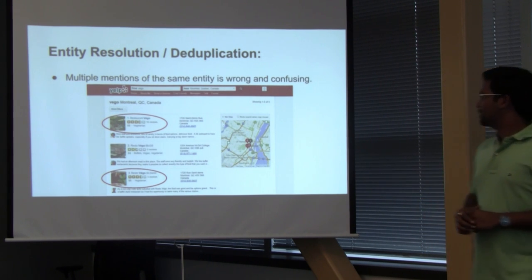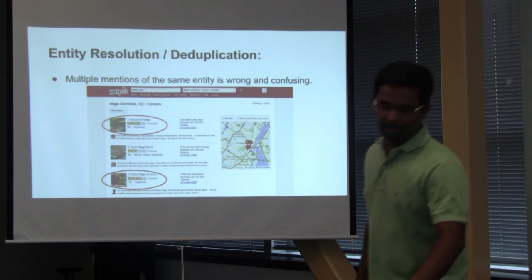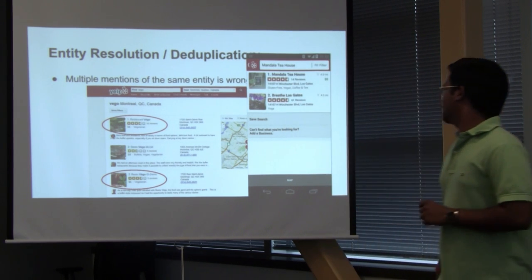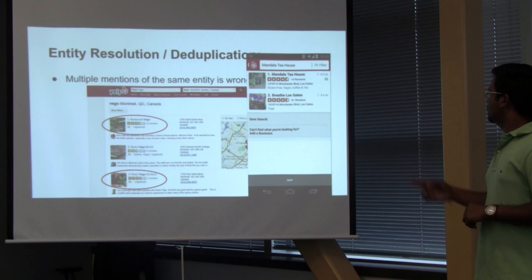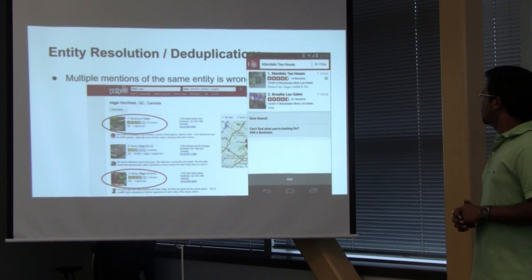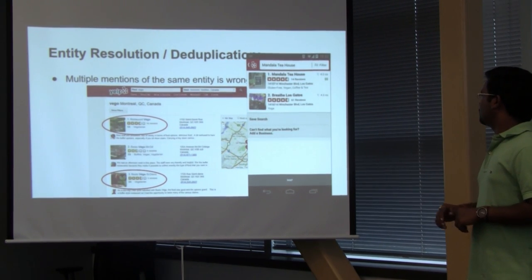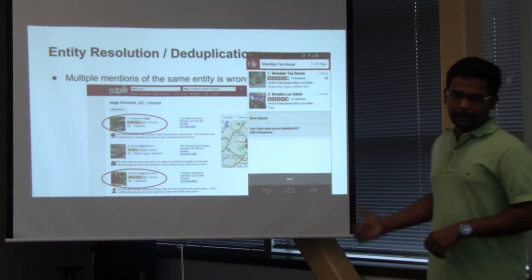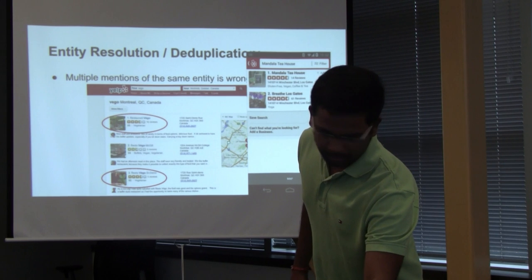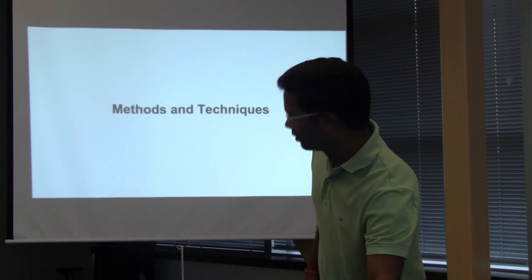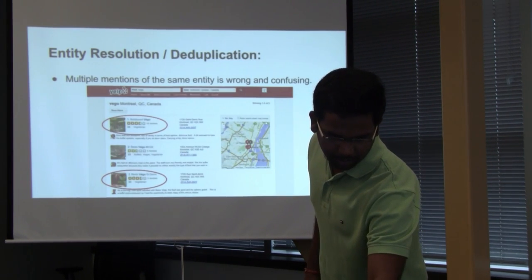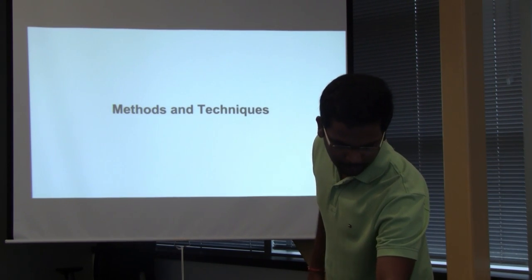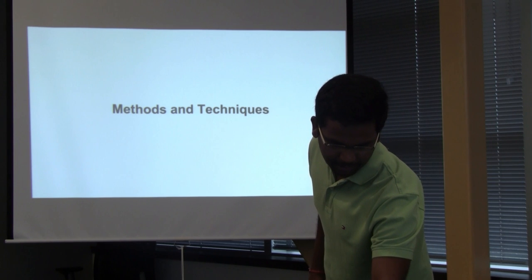So multiple mentions of the same entity will lead to confusion in the applications. Here is also another example of Mandala Tea House, which is at the same location as Brithi Lagatos. So entity resolution has to be done when we are creating the knowledge graphs. But how do we solve these problems is the next part.